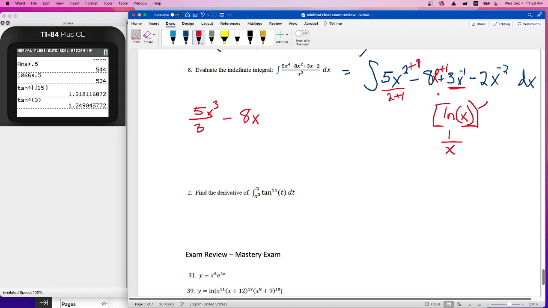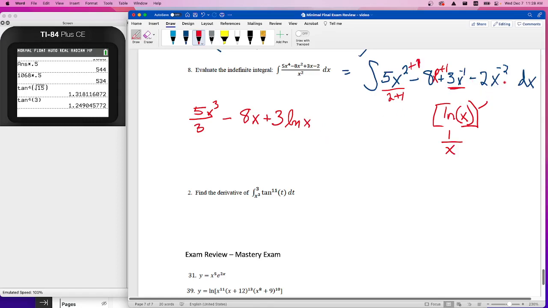And then this 3 is just viewed as a constant. So when you do that one, you have to remember, okay, this one is sort of a strange one. It's 3 natural log of x. So when you take this derivative, you get 1 over x, or x to the minus 1.